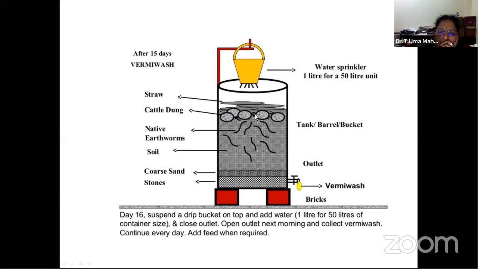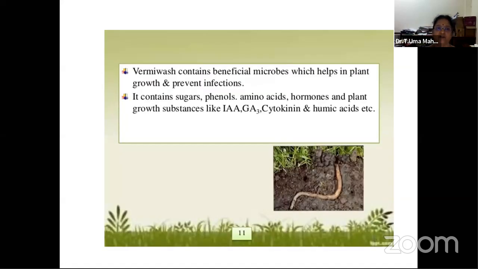Then that water will pass through the earthworms, through the dung, through all the decomposed organic matter, and will slowly leach and come out as a droplet. That is nothing but the vermiwash. So this is where we can see the production of the vermiwash. You can collect it and use it.